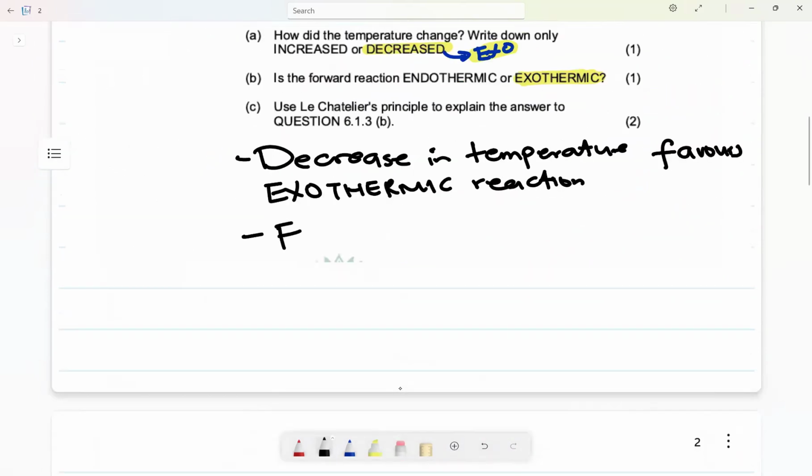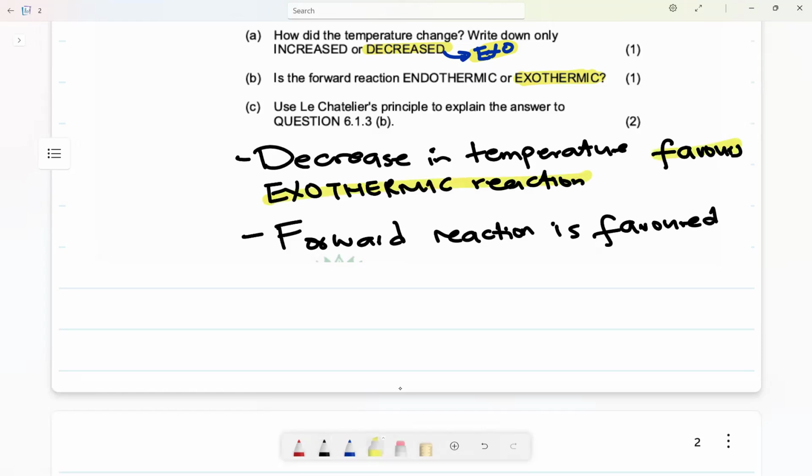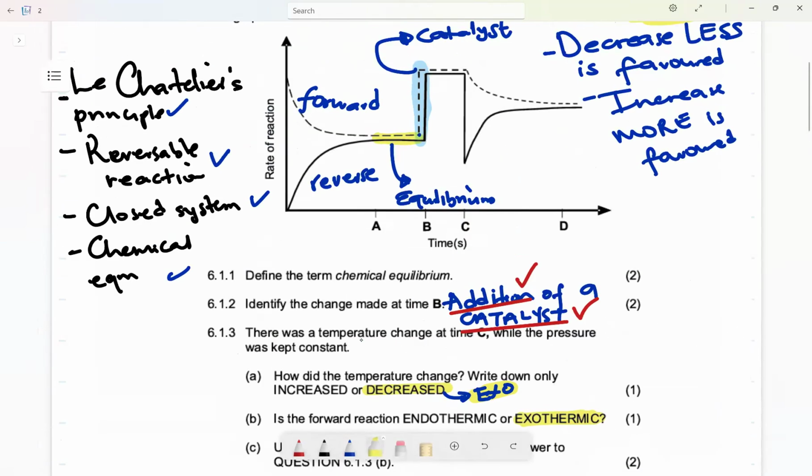So we're going to say the forward reaction is favored. Can you see, a decrease in temperature favors exothermic reaction, and the forward reaction is favored. So it means the forward reaction is exothermic, because they are both favored. Hence we are saying the forward reaction is exothermic, because the decrease in temperature favors exo, and the forward reaction is favored. So that was that, okay.